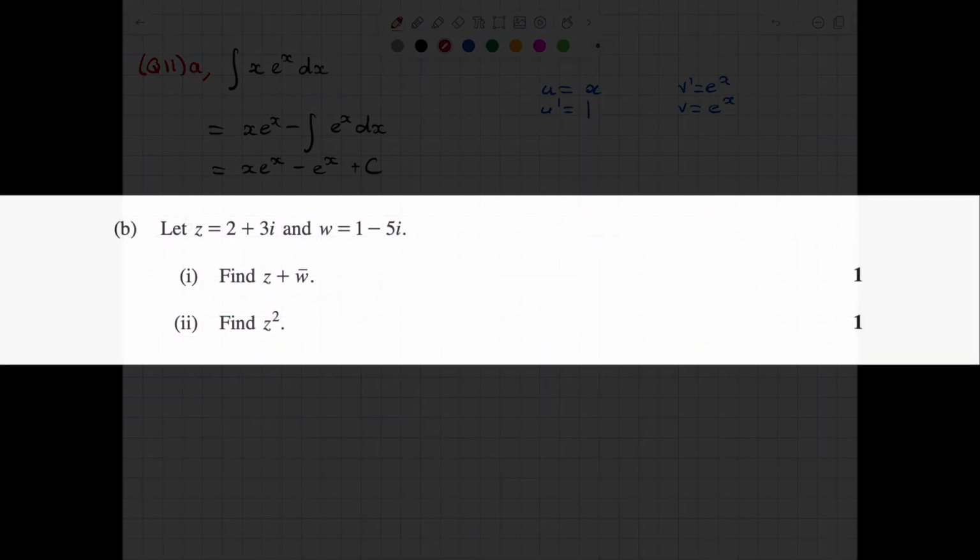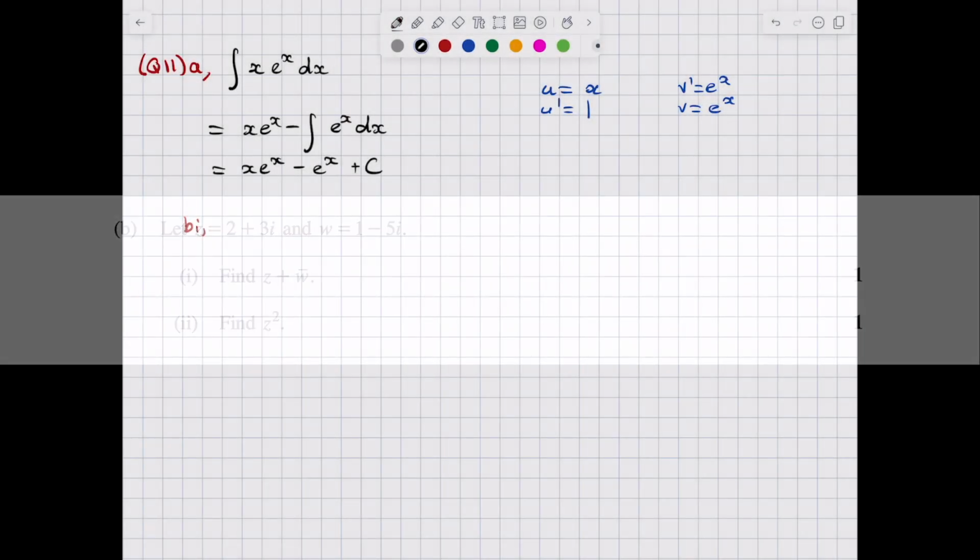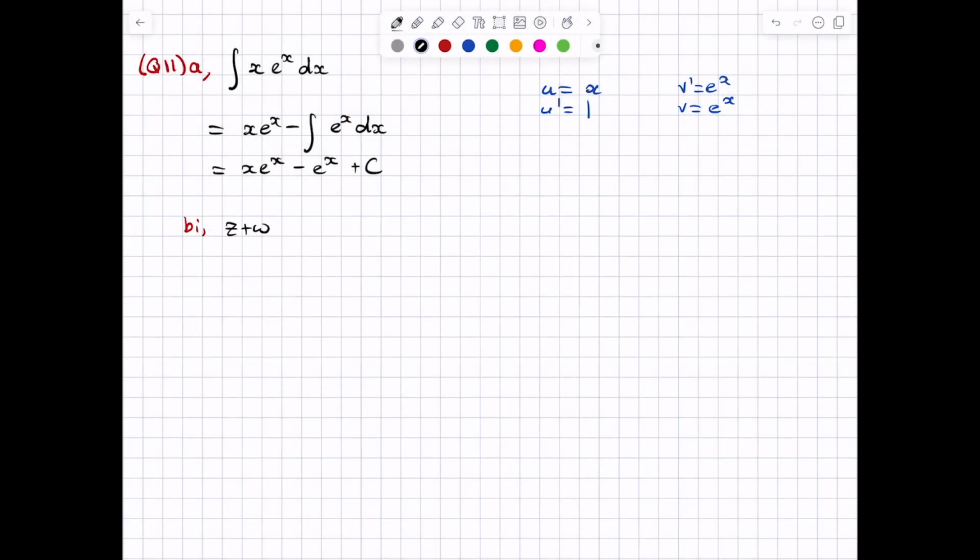Let z be equal to 2 plus 3i and w equal to 1 minus 5i. We want to find z plus w bar. So z plus w bar is going to be 2 plus 3i plus the conjugate of 1 minus 5i. So that's 2 plus 3i plus 1 plus 5i. So that's 3 plus 8i.